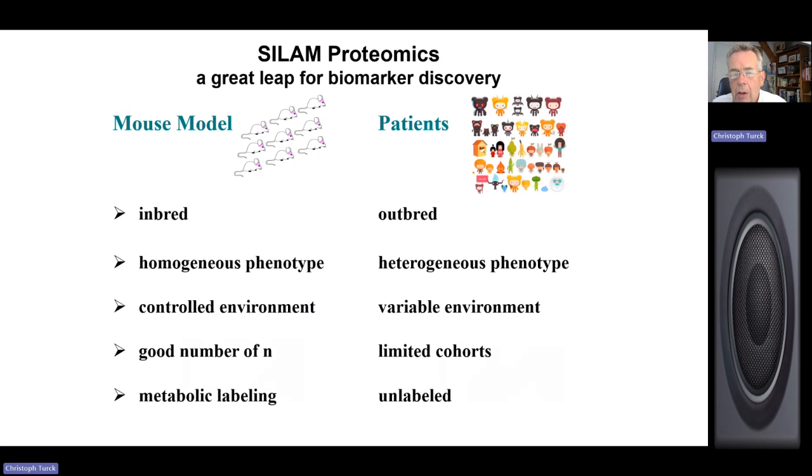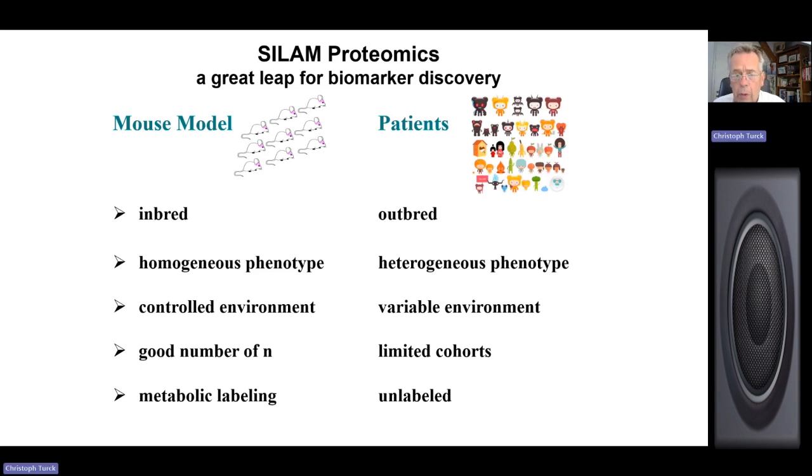Just on the side note here, why we were interested in mouse models. Well, mouse models, unlike people, are inbred. You can get them as inbred strains, which means genetically they're pretty much identical, which leads to a very homogeneous phenotype. You can also house them in a very controlled environment with regard to food and sleep and whatnot. You have a pretty decent number of animals, and you can do metabolic labeling. All of this, of course, not the case if you start with patient specimens.